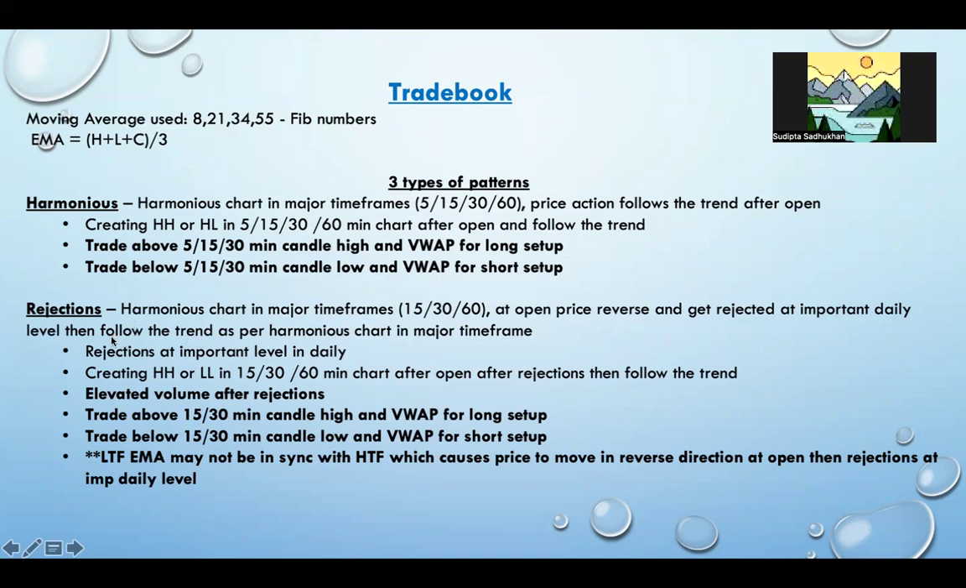Rejections. In rejection setups, it's just a subset of harmonious chart. It needs to have a harmonious chart in the major time frames. I have not included 5, but I'll prefer to have 5, 15, 30, and 60-minute. At open, price reverses and gets rejected at an important daily level, creating higher highs or higher lows in the 15, 30, and 60-minute charts after the rejection. Elevated volume: when it moves from that particular rejection zone, I'll expect good volume.